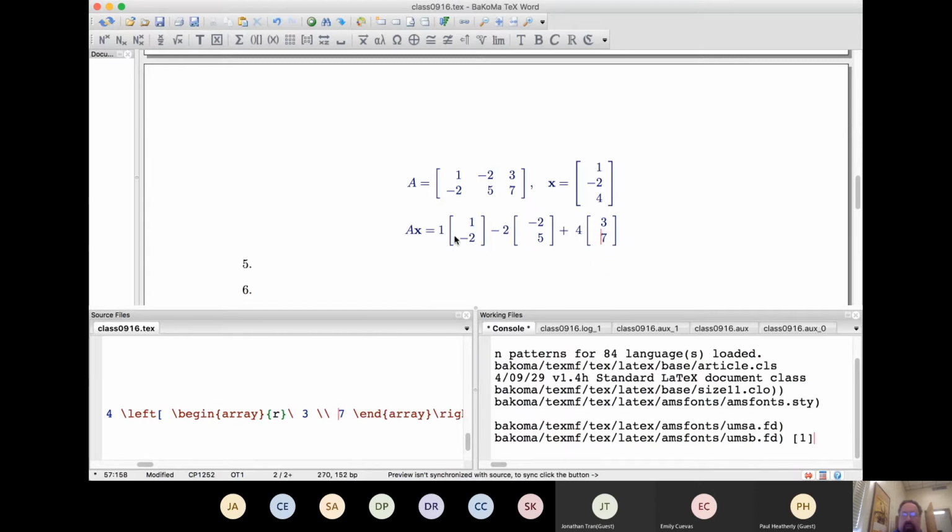Okay, so that's all I mean by matrix vector product. First element of X times first column plus second element of X times second column plus third element of X times third column, however many columns you might have.